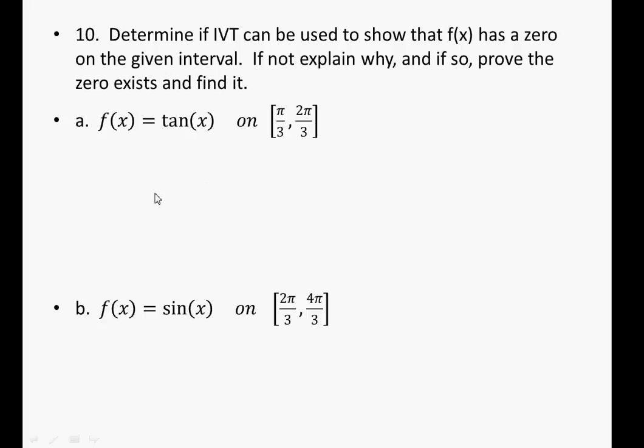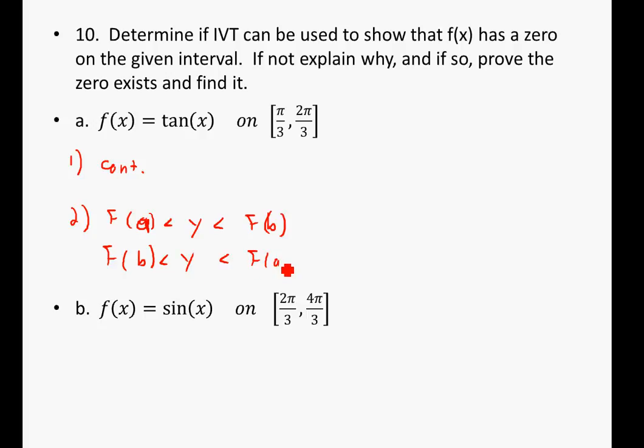Okay. Well, for IVT to work, you need 2 things going on here. You got to show 1, that it's continuous on the interval, and 2, we got to show that f of one end, so f of a, is less than the value in question, so the y value we're looking for, which is less than f of b. Or, it could be backwards, f of b could be less than y, which could be less than f of a. In this case, a is pi over 3, b is 2 pi over 3, and the function is tangent x. And the y value we're looking for is 0. We want to show that it has a 0.